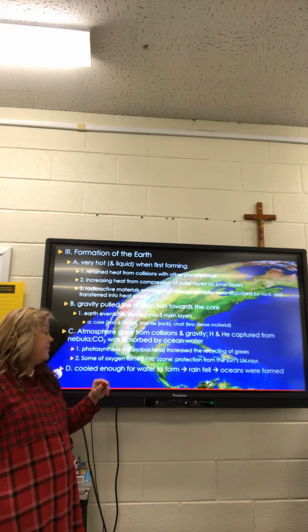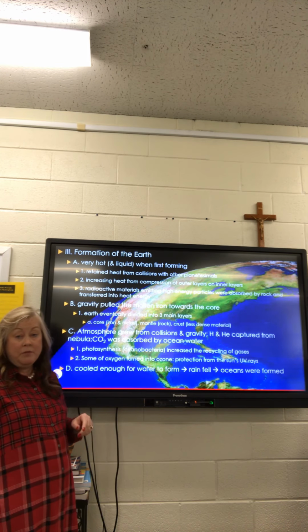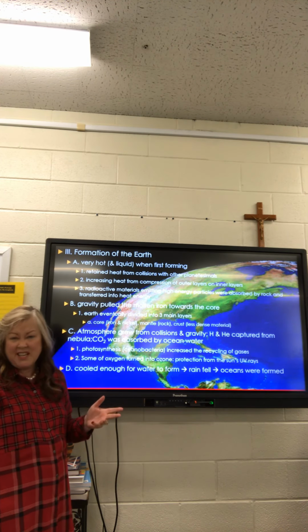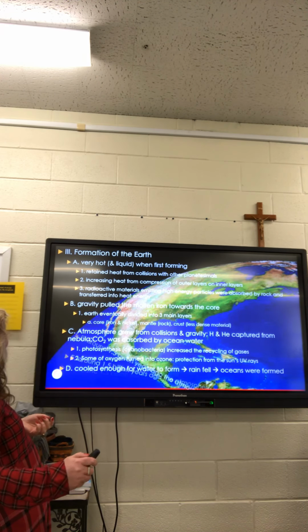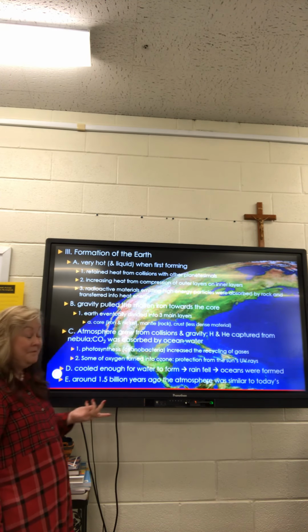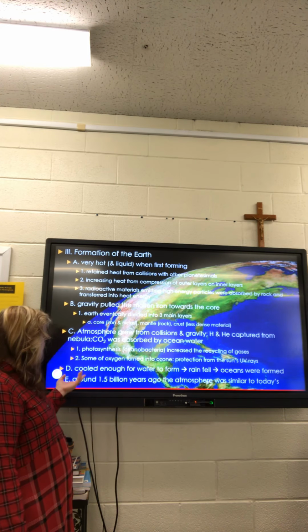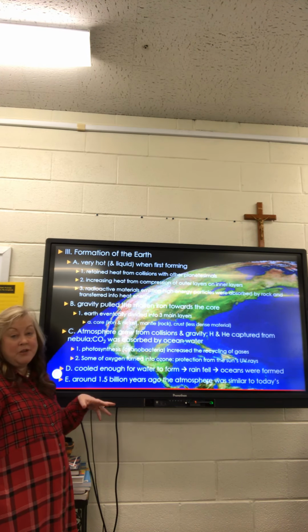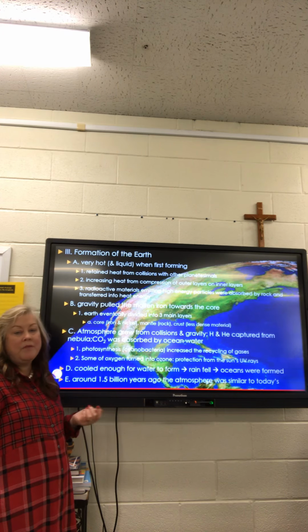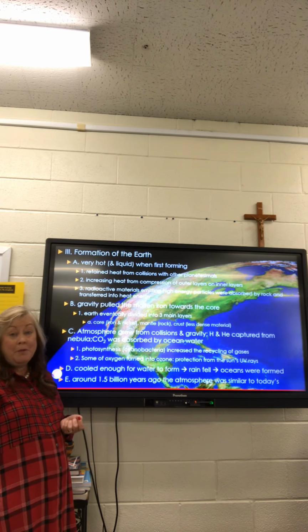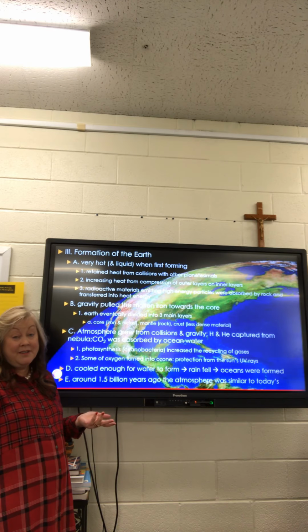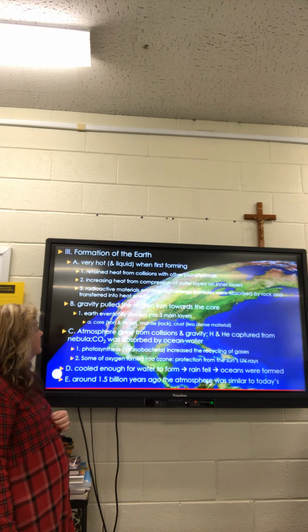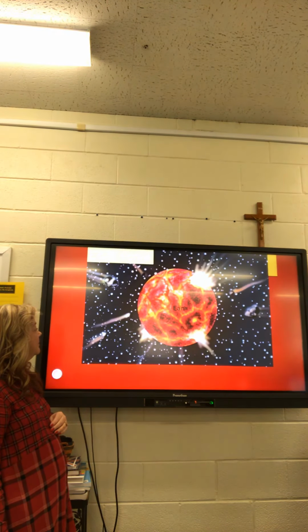Then the Earth cooled enough for water to fall, and it rained for 40 million years. Give or take a day. So funny. So we've had an atmosphere similar to today's atmosphere for about 1.5 billion years. So for 3 billion years, we didn't have an atmosphere with breathable oxygen. Interesting.